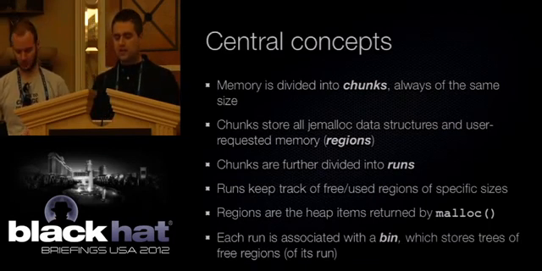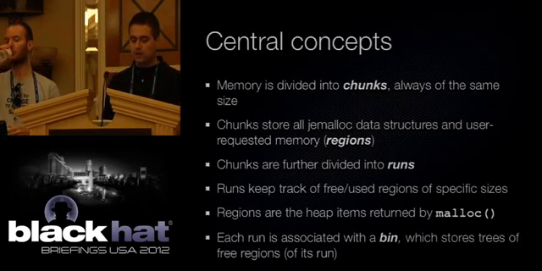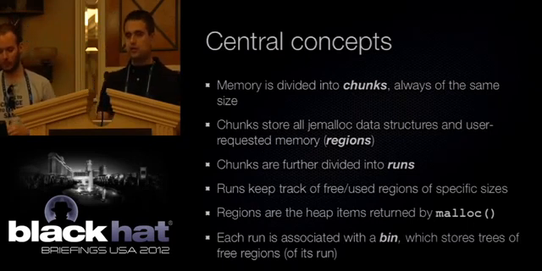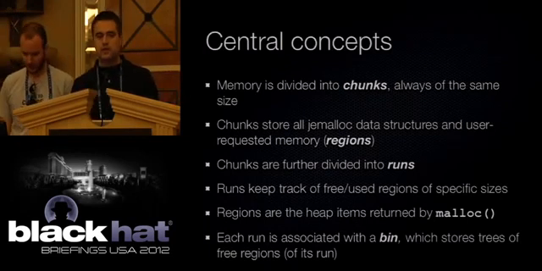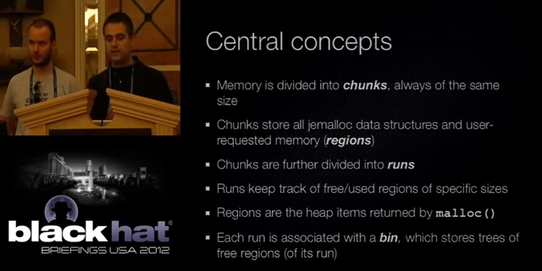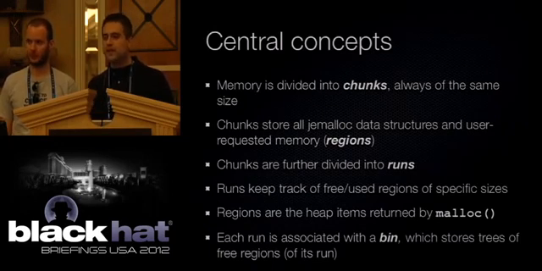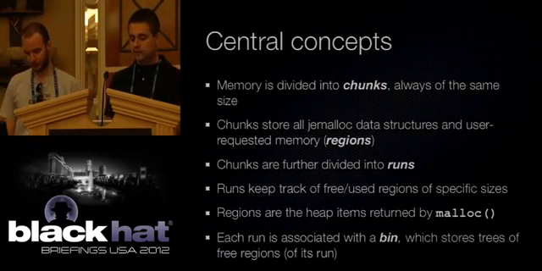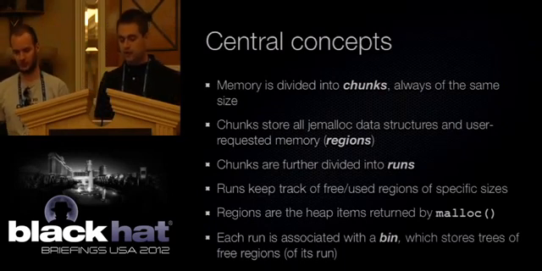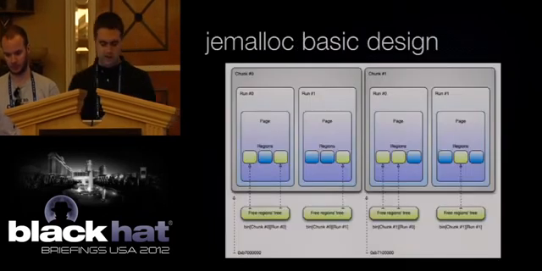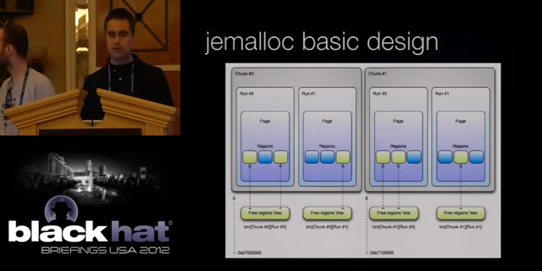As I have mentioned, regions are the item returned when a developer calls malloc, and these are stored on the runs. Each run is also associated with a structure called the bin, which stores trees of free regions of the specific runs it's associated with. So, a run may have both used and free items, and if the allocator wants to locate the free regions on a run, it goes through the bin, because the bin has a tree that stores all the free regions on the run.